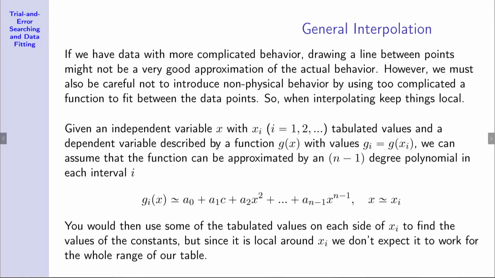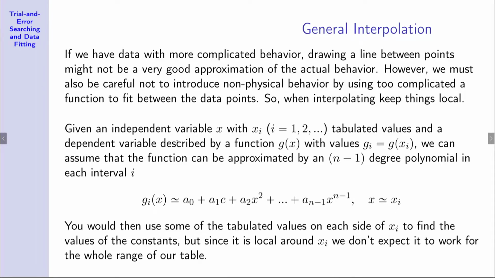So let's say then, for a more specific example here, we have some independent variable x, and we have tabulated values that we call x_i, where i can be 1, 2, 3, and so on, however many values we have in our table.